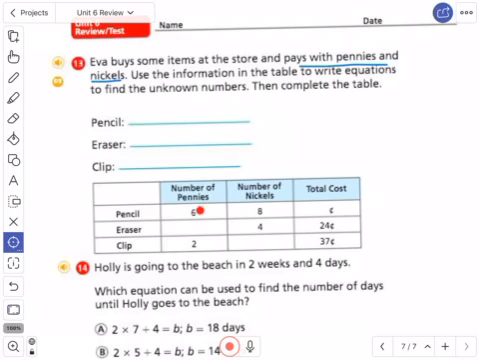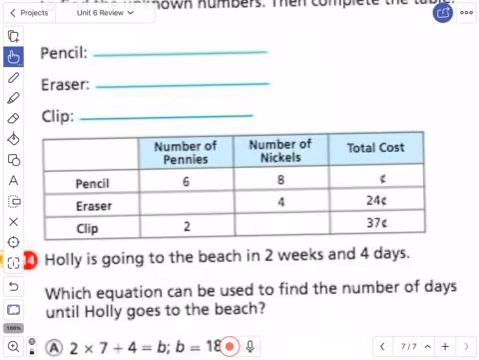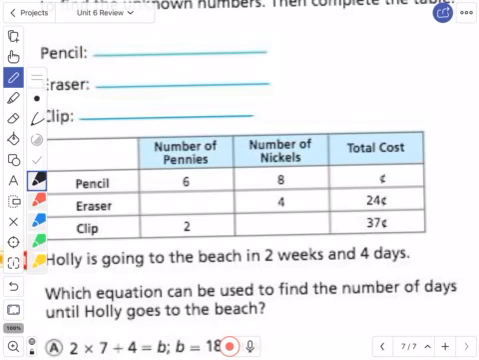Okay. So number of pennies. So Eva is buying a pencil. So it costs 6 pennies. Number of nickels is 8. What's the total cost? Now remember, the really important thing here is pennies. Well, really, a penny is equal to 1. So this is really going to be 6 times 1 equals 6. A nickel is worth 5. So it's really going to be 8 times 5 equals 40. So total cost for this one, what's 40 cents? So I'll leave that there.